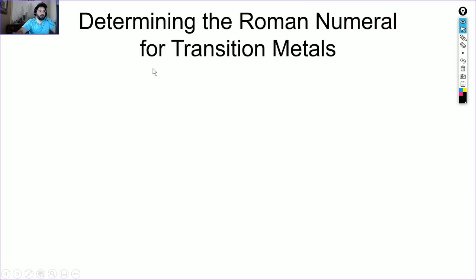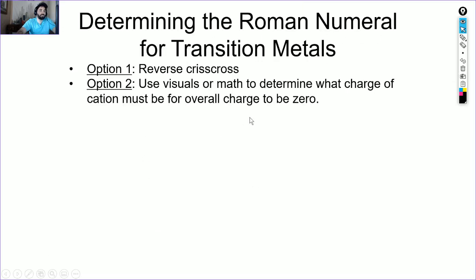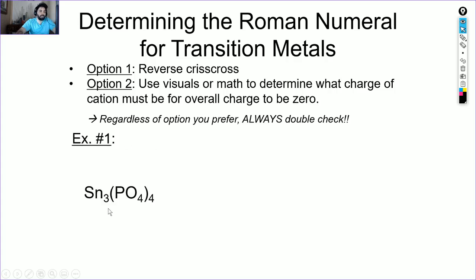Determining the Roman numerals for transition metals. So there's 2 ways to do this. You're going to have to know both ways. Sometimes option 1 is better. Sometimes option 2 is better. So I'm going to show you both cases. So here's an example. Example 1. Let's say I have this molecule, tin phosphate.